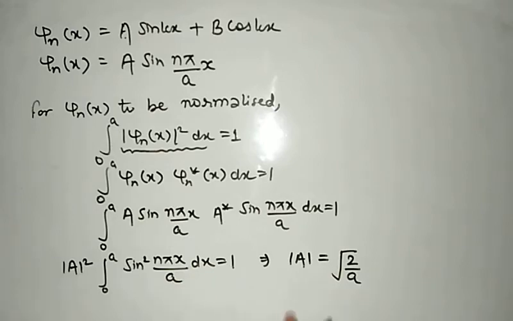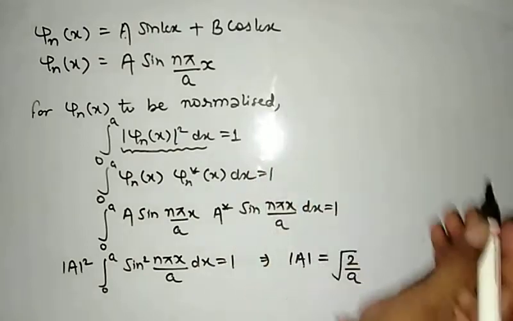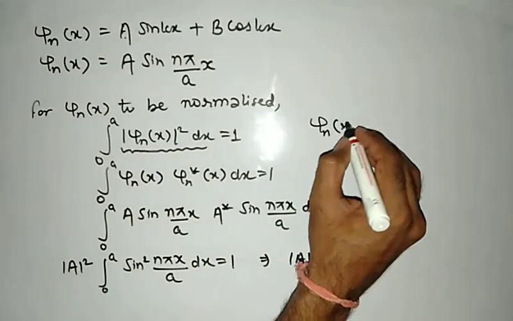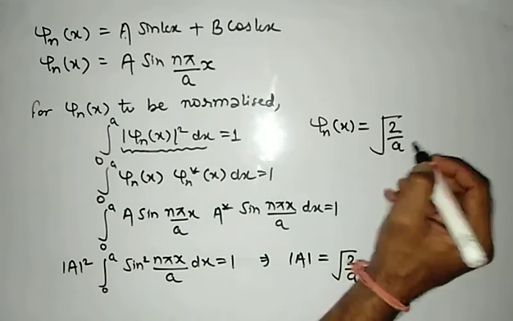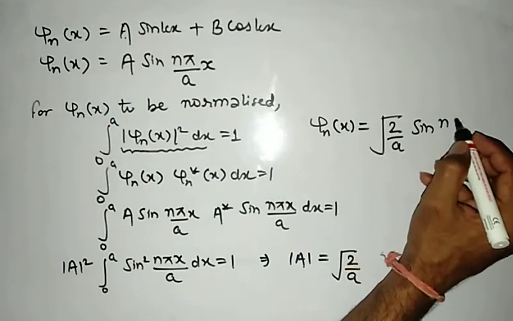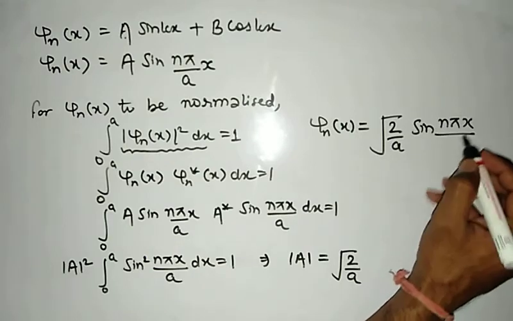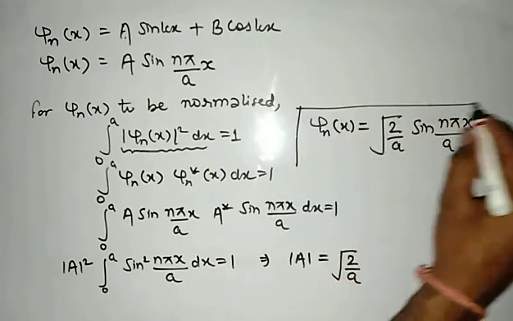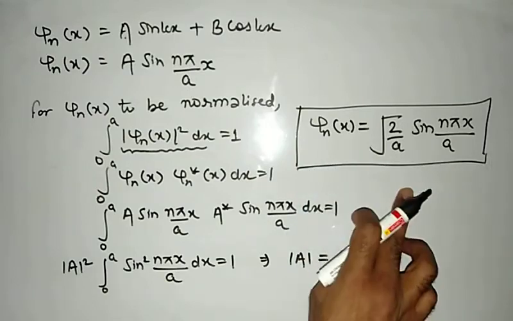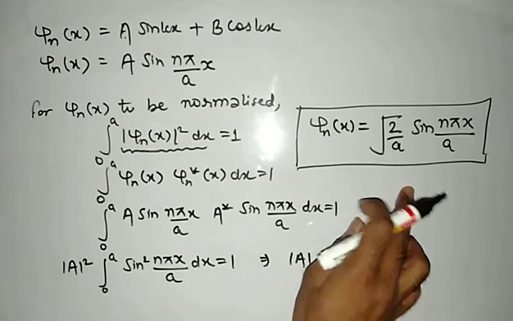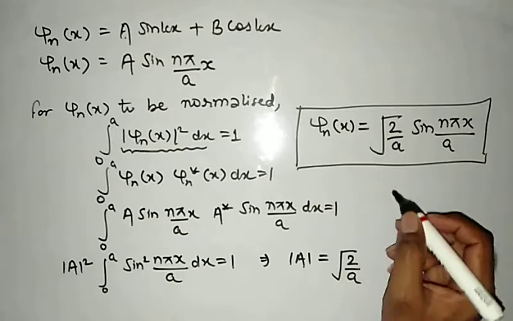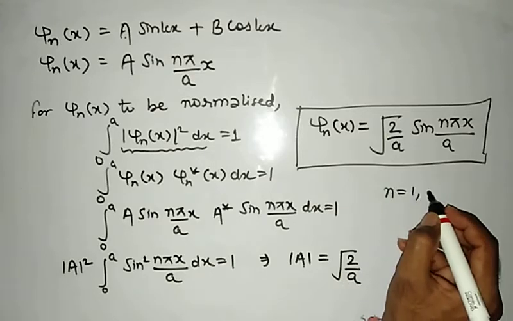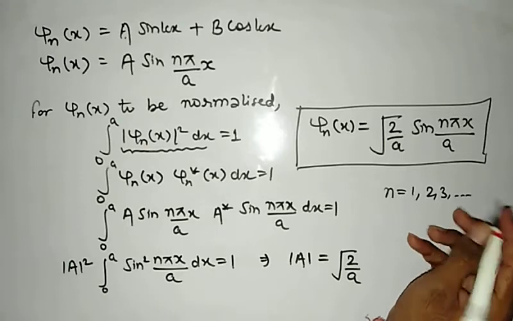So what is the normalized wave function now? The normalized wave function will be psi n(x), putting A as under root 2 by a, times sin(n pi x by a). So this is what we have got, the normalized wave function, as well as we have calculated its eigenvalues. Here the value of n is 1, 2, 3 and so on. This is the quantum number.